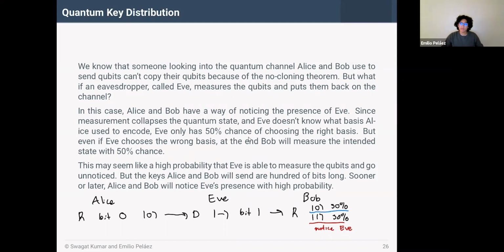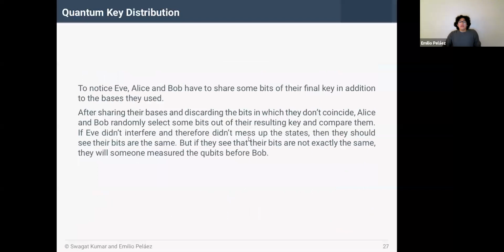They will just get the same bit, and they will not notice. So in this case, if Eve goes unnoticed, she will have the key. Just one thing I didn't say: to notice, Alice and Bob have to share some bits of their final key in addition to the bases they used. So let's just say that Alice and Bob got their final keys.